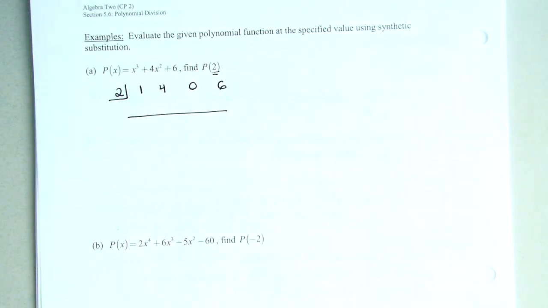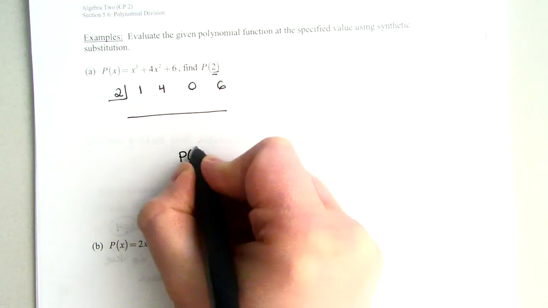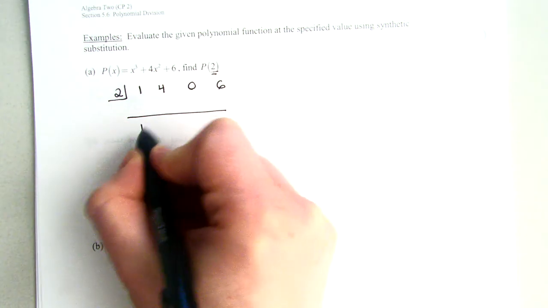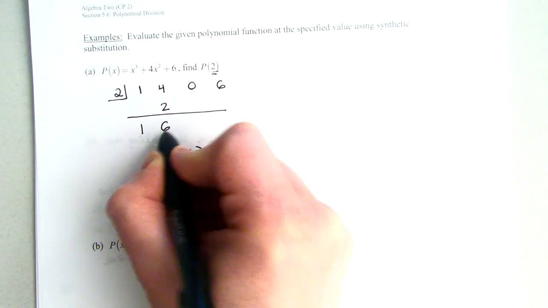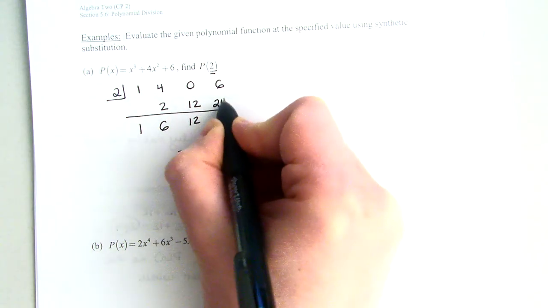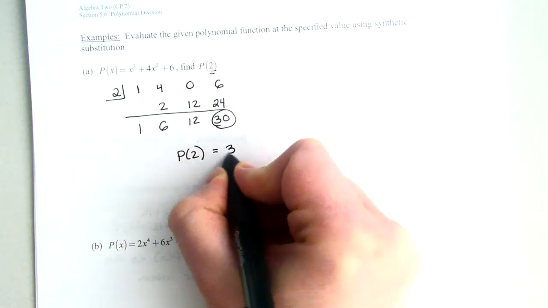You're going to now go do your synthetic division, and your answer is not going to be a polynomial, it's just going to be a number, whatever number you end up with for your remainder. Tell me what P of 2 is by synthetic substitution and send that into Edpuzzle. Down 1, up 2, down 6, up 12, down 12, up 24, down 30. P of 2 is 30.